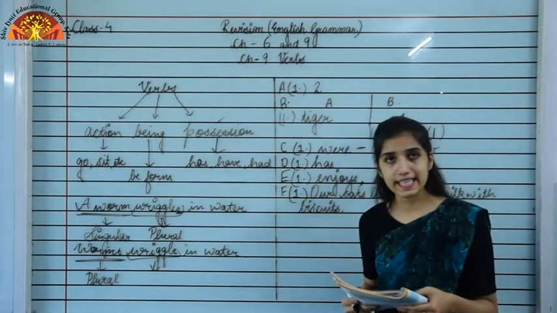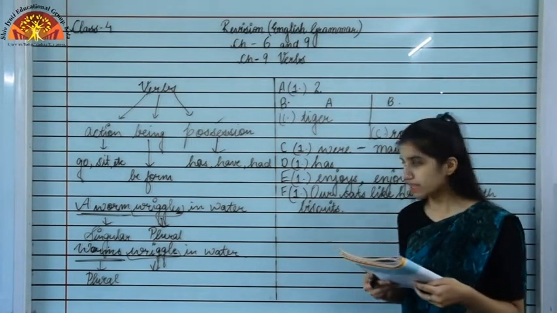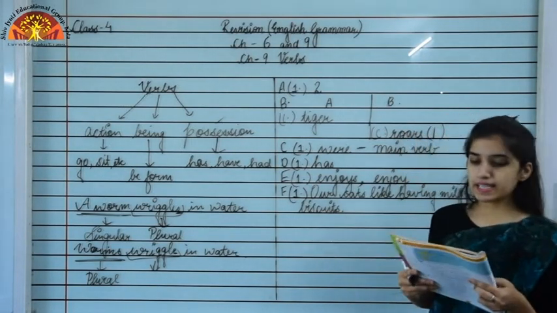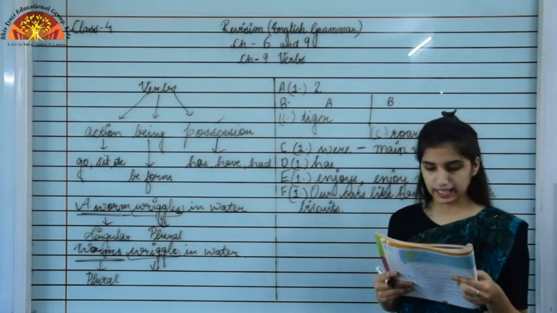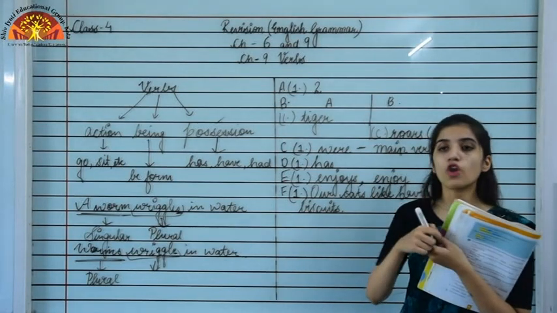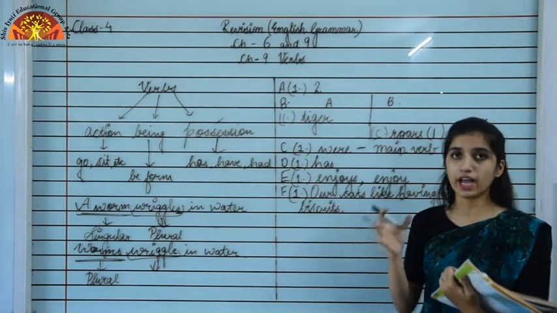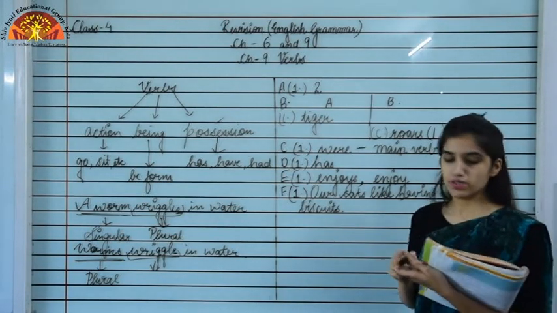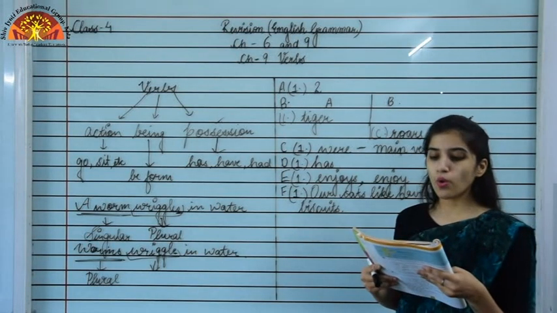Moving to the next exercise, that is exercise number G, which is given on page number 45. In the following sentences, the subject and the verb do not agree. Rewrite them correctly. Here the subject-verb agreement is not proper. What we have to do is rewrite them correctly and write the correct sentence. The first one is, my brothers was happy to go abroad.